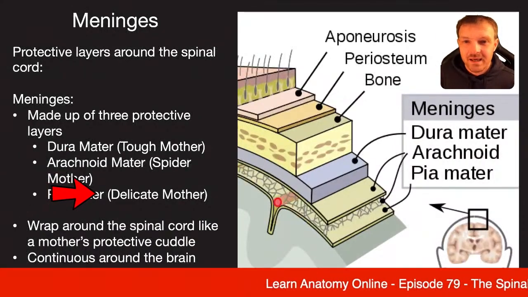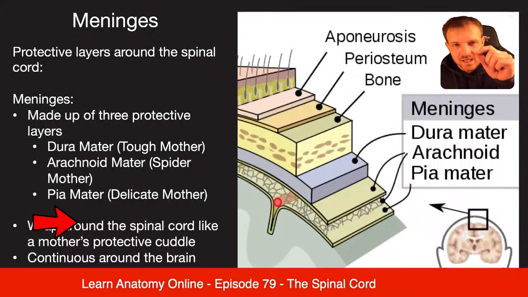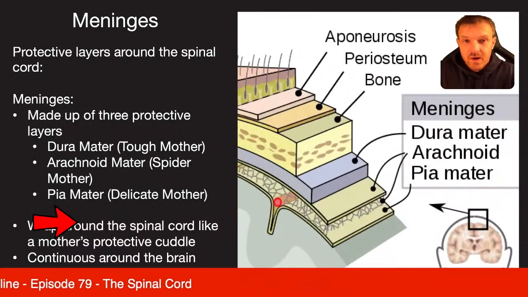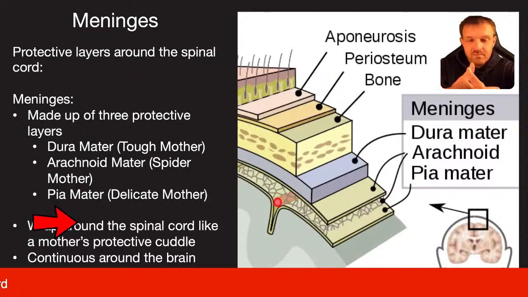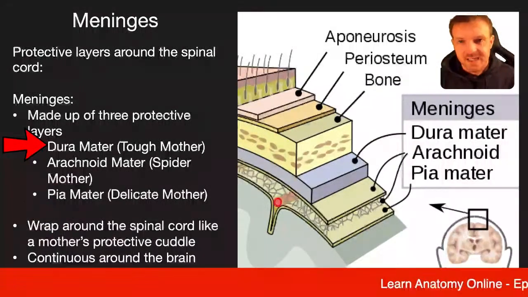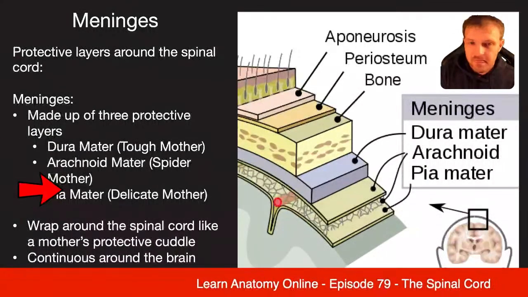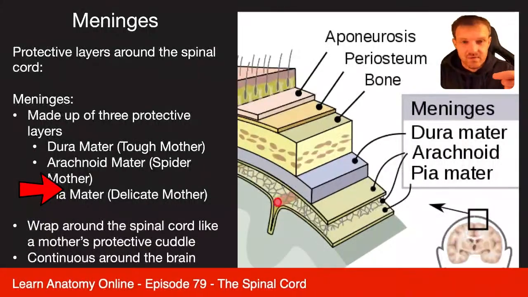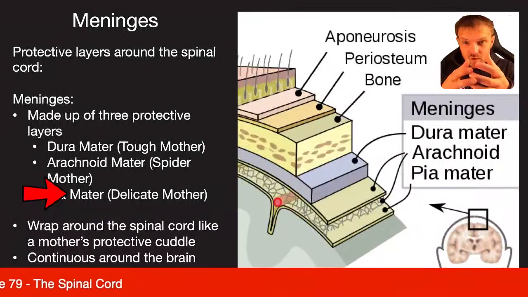And then pia mater means delicate mother. So we've got these three layers that all wrap around and basically hug the spinal cord, and that's why they're called mother, because it's like a mother's hug. That's the story of where they came from. So we've got a tough mother, a spider mother, and then a delicate mother. Okay, and they're all obviously different consistencies, if you like, of connective tissue. They wrap around the spinal cord.